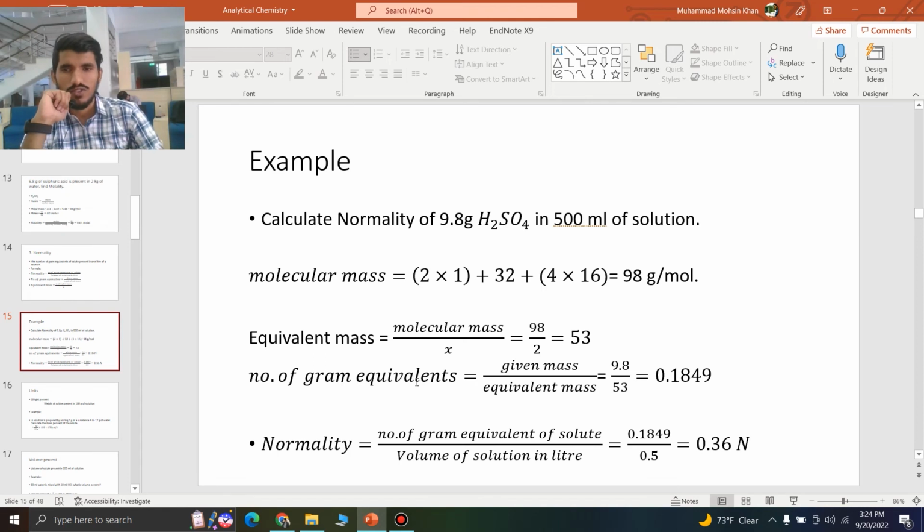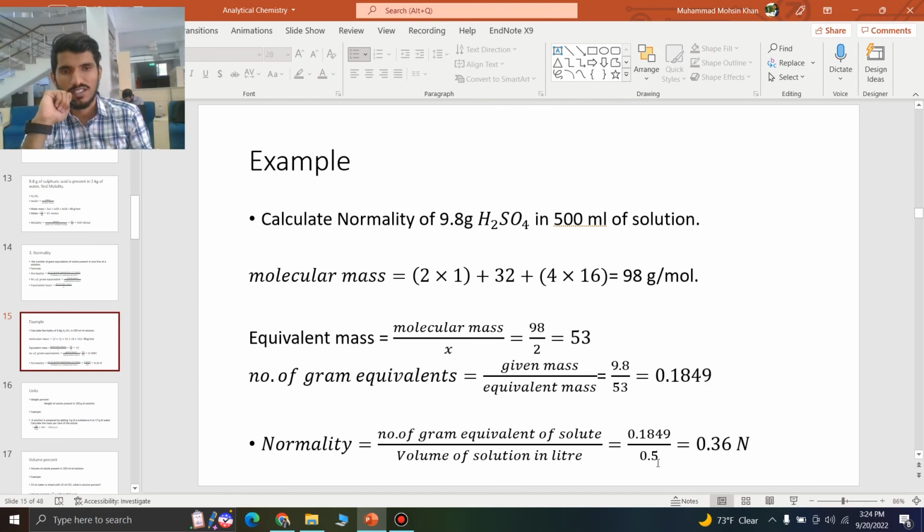And now what you have to do is just plug the value of the number of gram equivalents into the normality formula. The formula for normality is number of gram equivalents of solute divided by volume of solution in liters. So number of gram equivalents is 0.2. You just have to plug that in here. And then what we have is the volume of solution in liters, and the volume of solution in liters is 0.5.